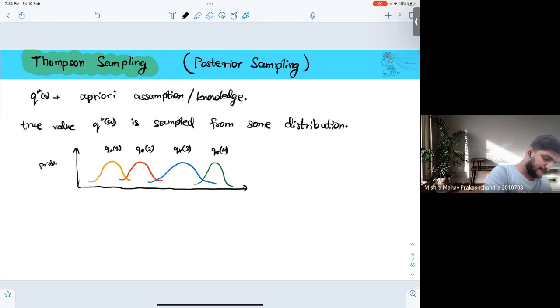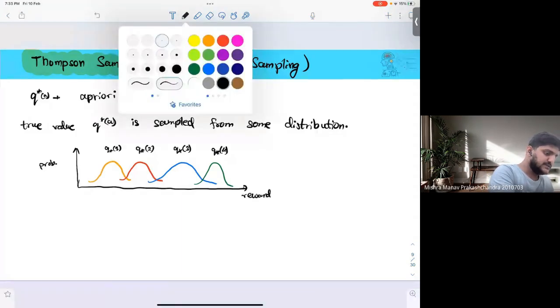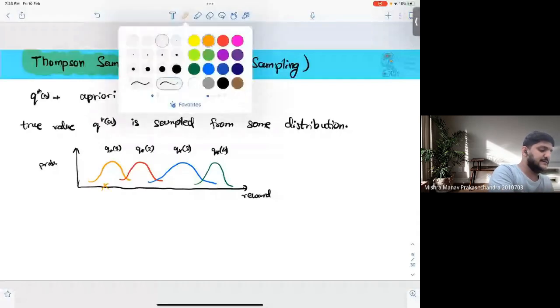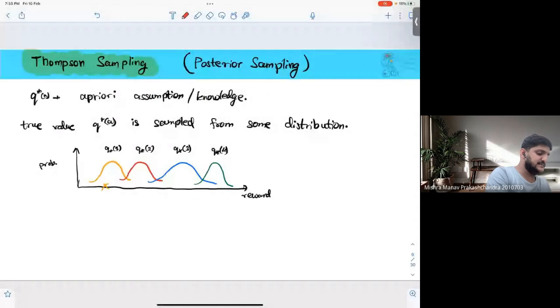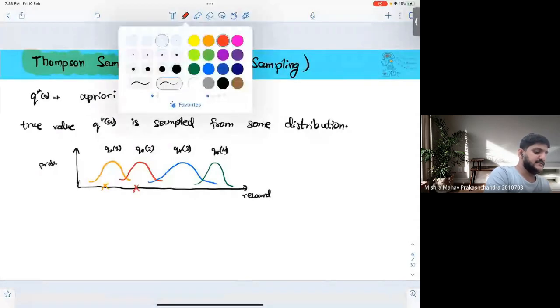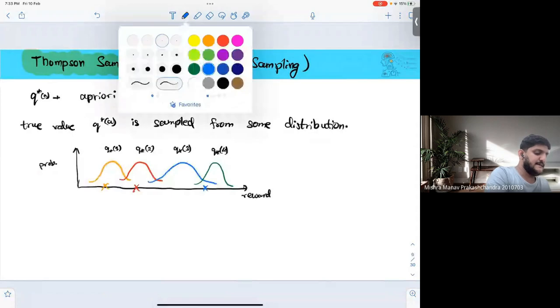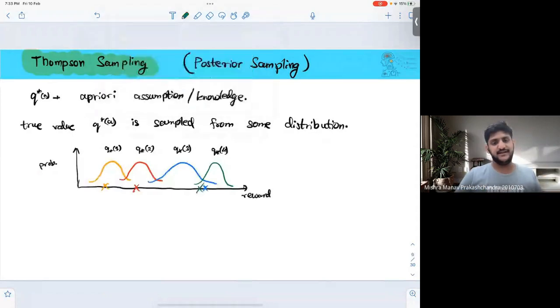This is reward. So let's say I draw a sample. This is the sample I get when I sample from Q star. This is the value I get. This is the reward I get. This is the reward maybe for sampling from this thing. And let's say this is the reward I get from this quantity. This is the sample that I got based on the underlying assumption that this is from this distribution.